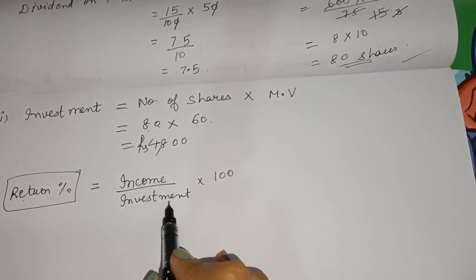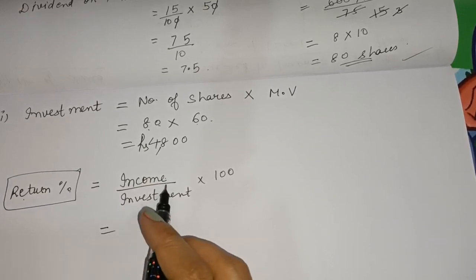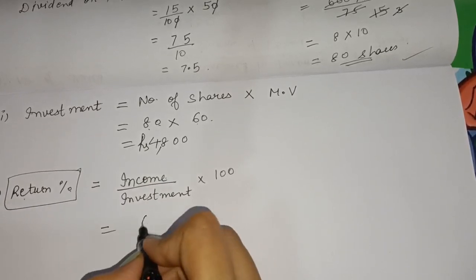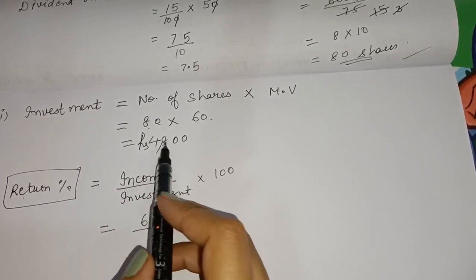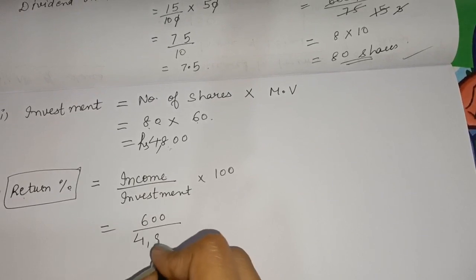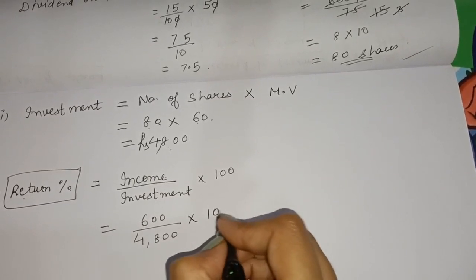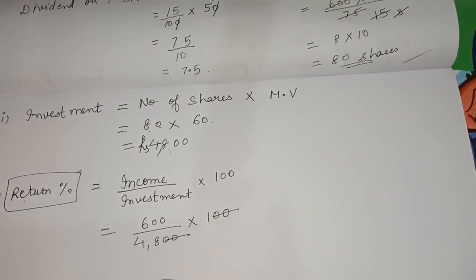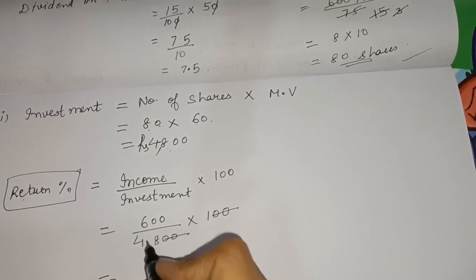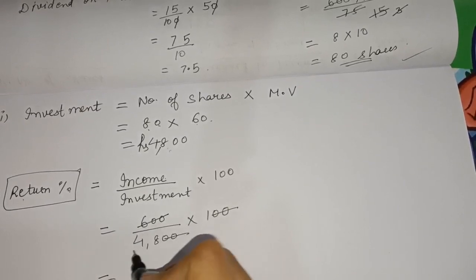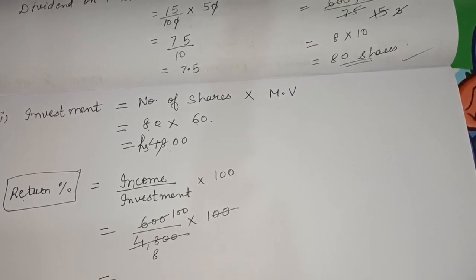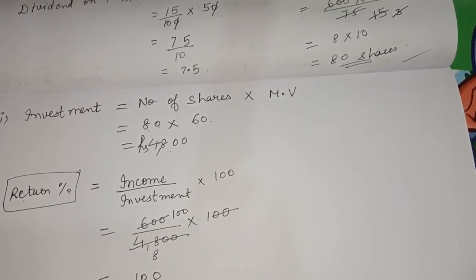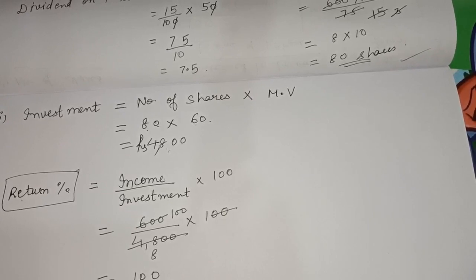So formula is income by investment. Income is already given to us. Annual income is 600. It's given to us. Investment just now we have found, 4,800 into 100. 100 and 100 will get cancelled. This we can do on this one. 6 table, 6 into 100, 600, 6 into 8. So 100 by 8.